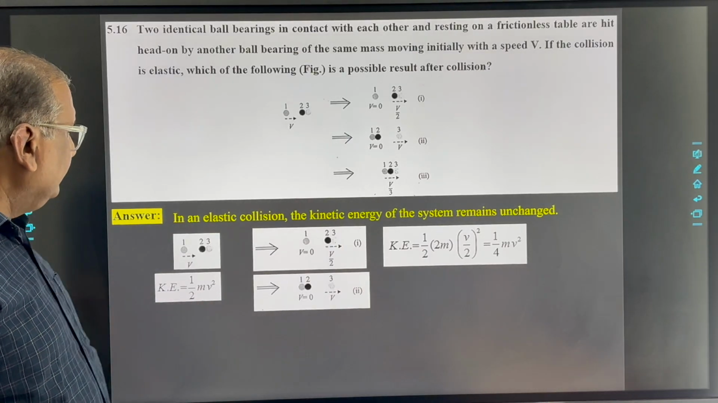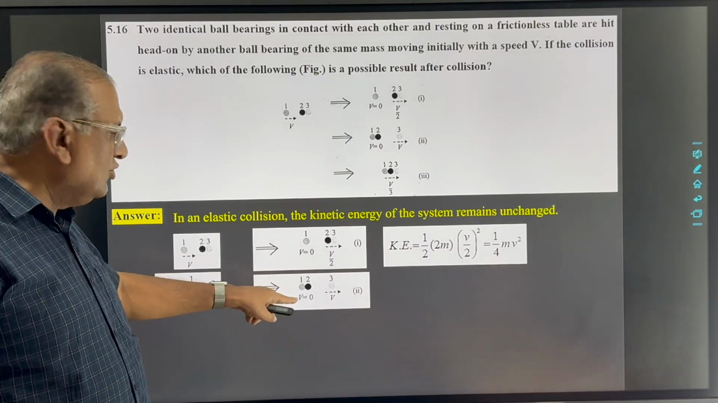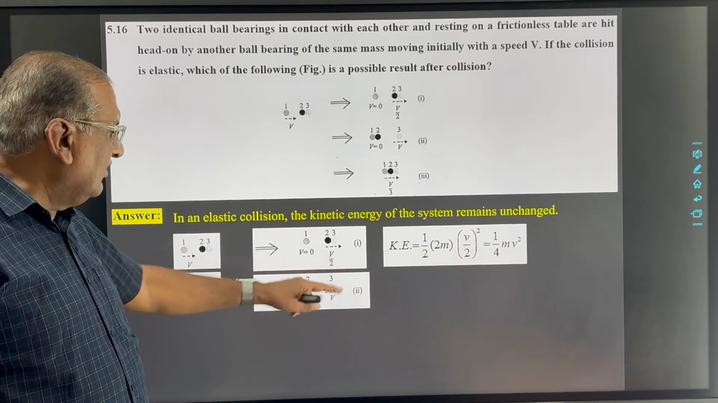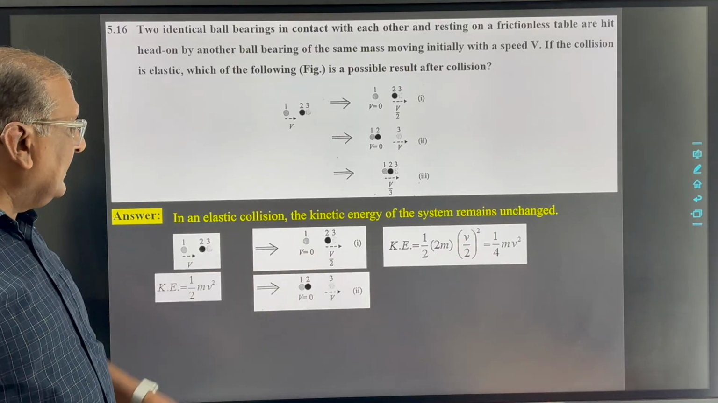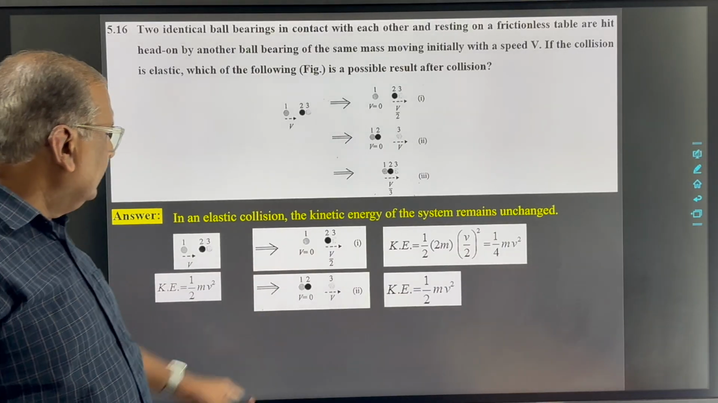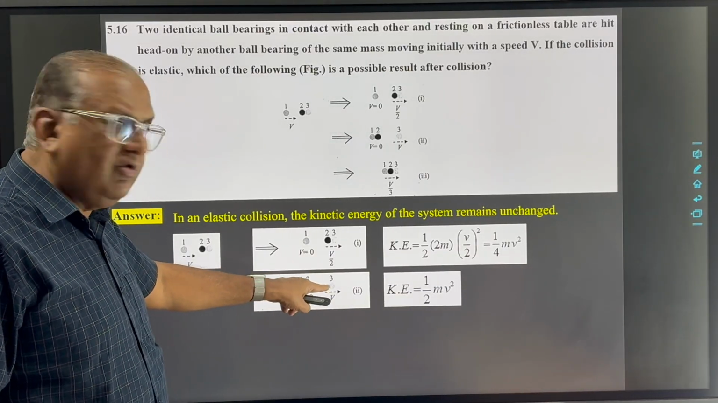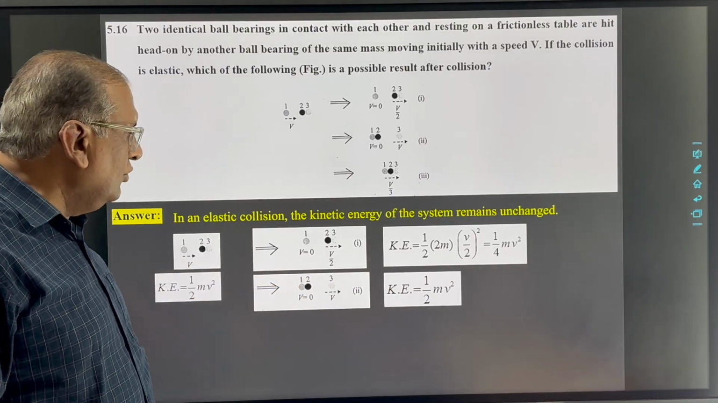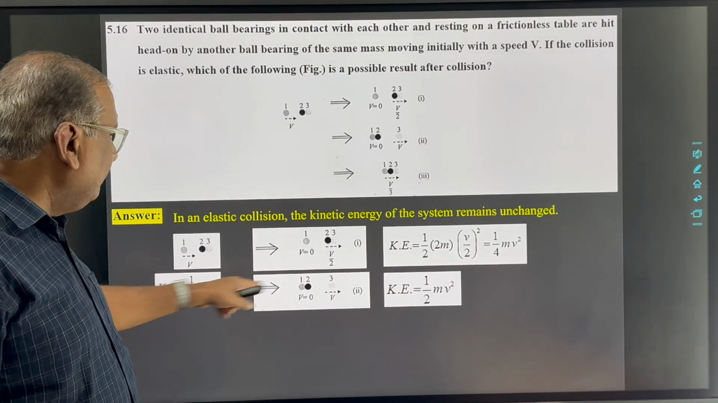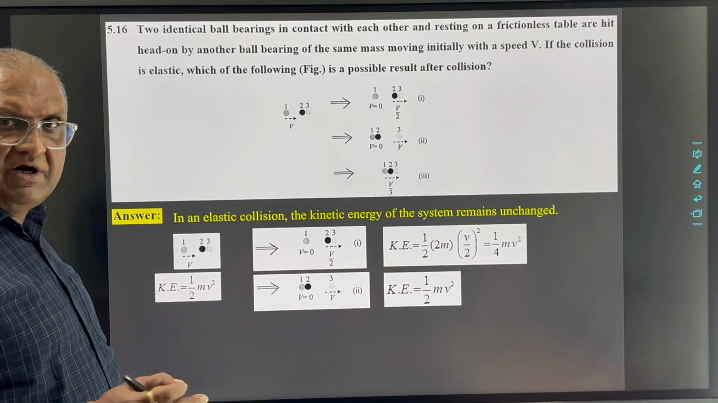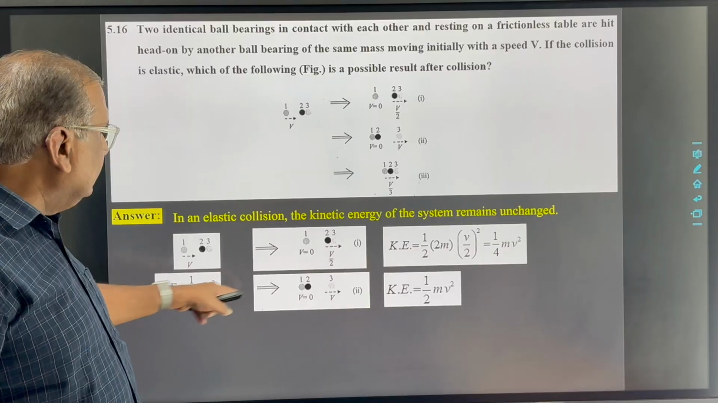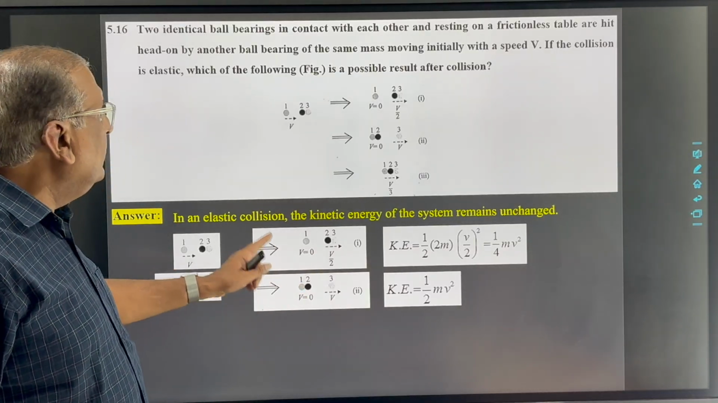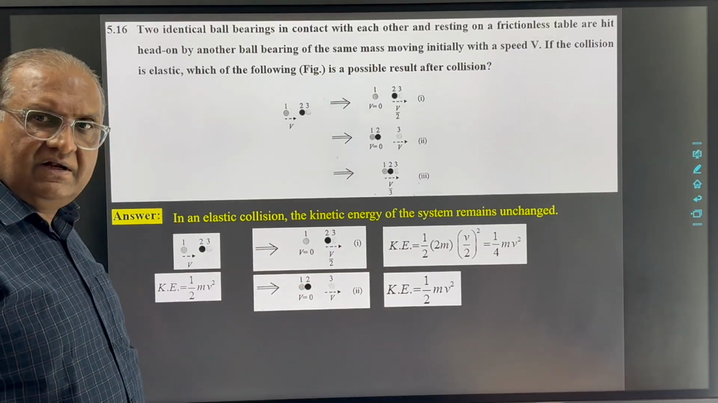Second case. Now after collision 1 and 2 become stationary and the third one is moving with speed v. So after collision the kinetic energy is half mv square, only of the third one, since 1 and 2 are stationary. So here we can observe that in case number 2 the kinetic energy is conserved. So case number 2 is the possible result after collision.